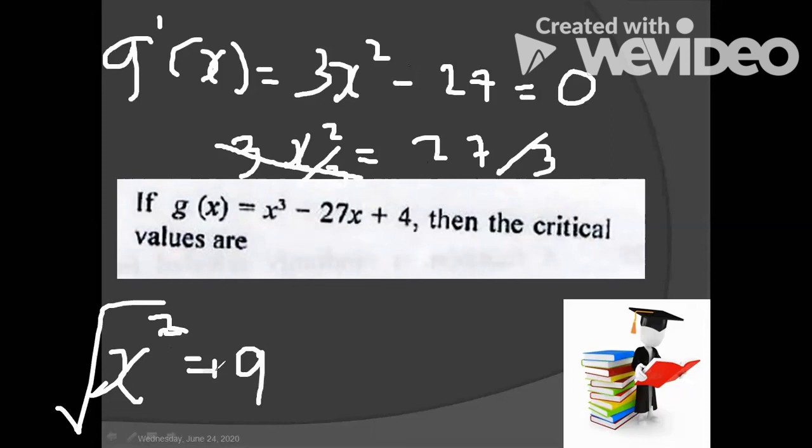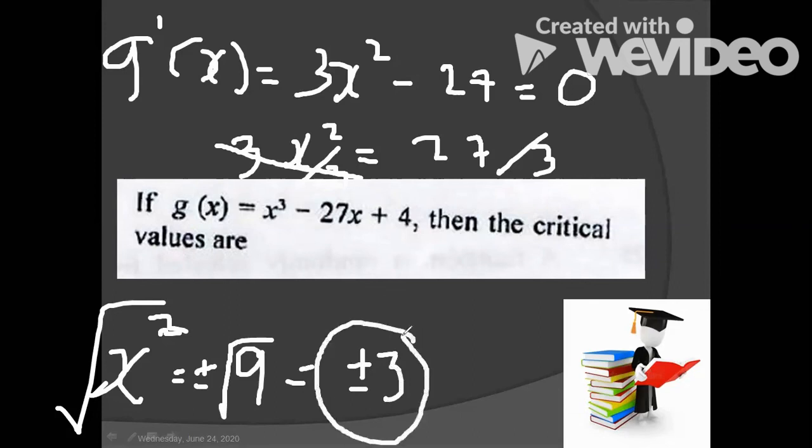But when you find the square root, ladies and gentlemen, you always get a positive or a negative. So in this case, it's positive and negative. The square root of 9 is 3. So these are our critical values.